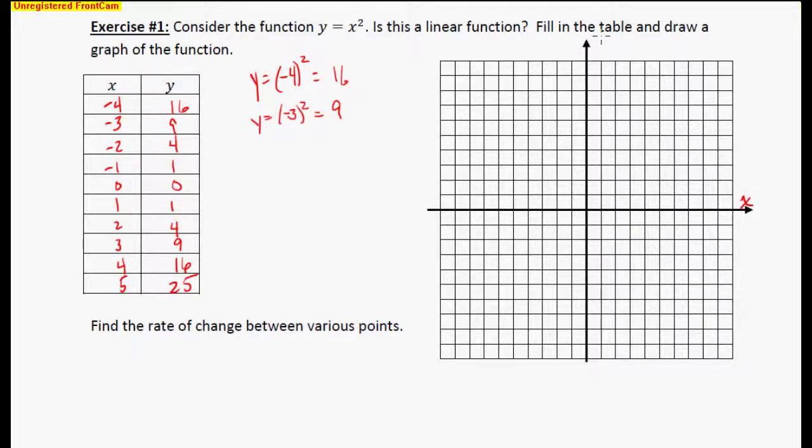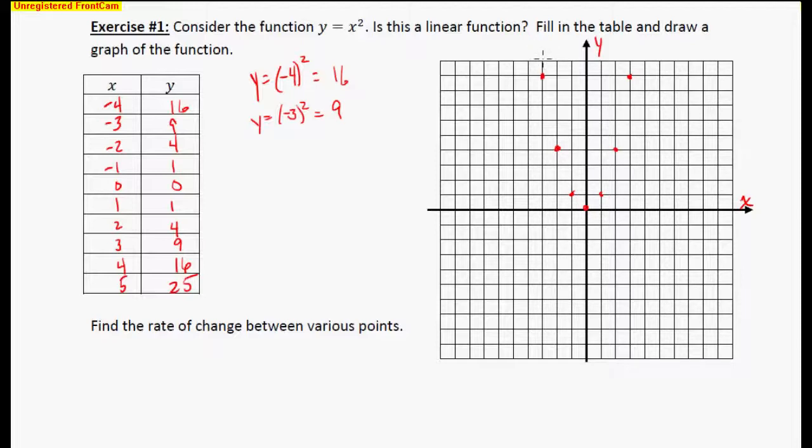Here's my x-axis, here's my y-axis, and let's put in here -4 comma 16, which is not going to fit, but -3 comma 9 will fit. And -2 comma 4 will fit. -1, 1 is here. 0, 0 is here. Let's see what we got. 1, 1 is here. 2, 4. And you can see it starts to get symmetrical about the y-axis here.